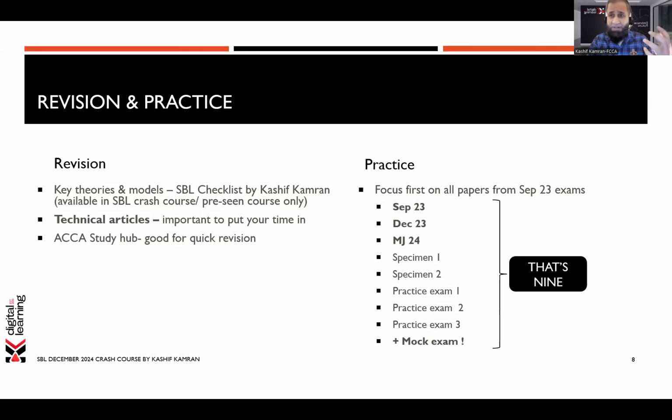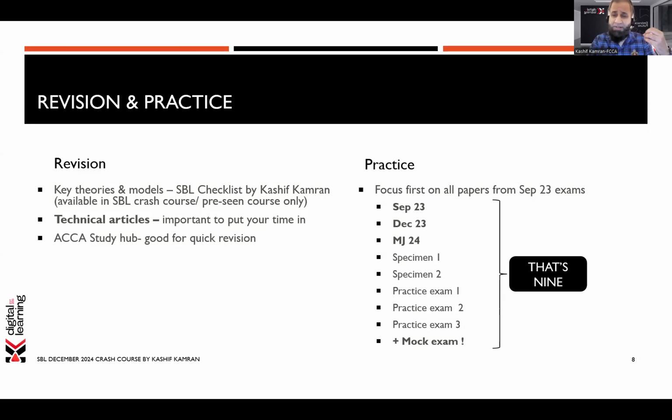Technical articles definitely are very important. You need to browse through the technical articles. You need to read through the technical articles because there are so many technical articles on the ACCA website which cover the models and theories you have in your syllabus.